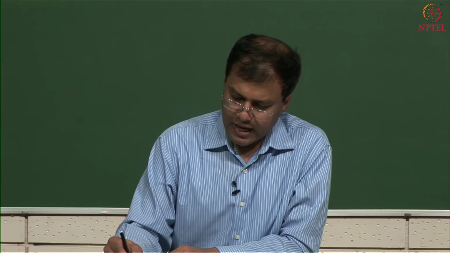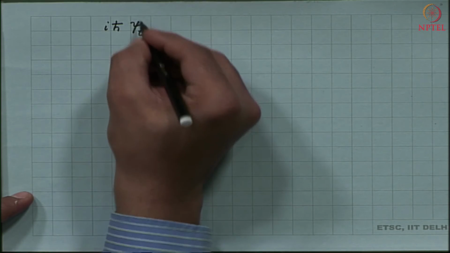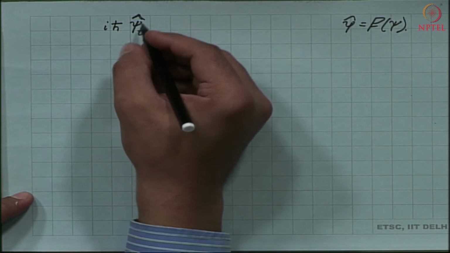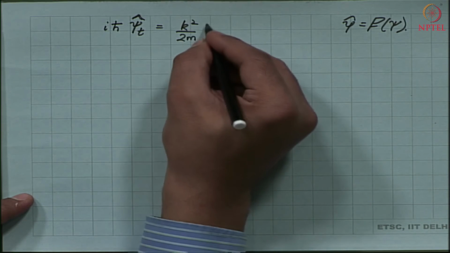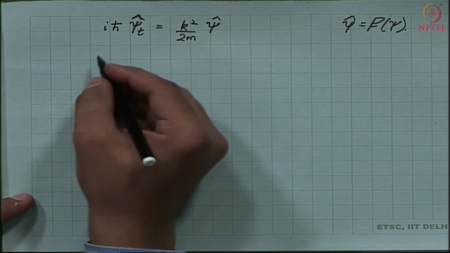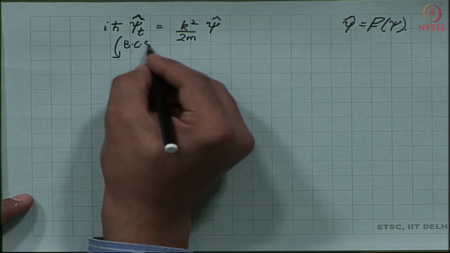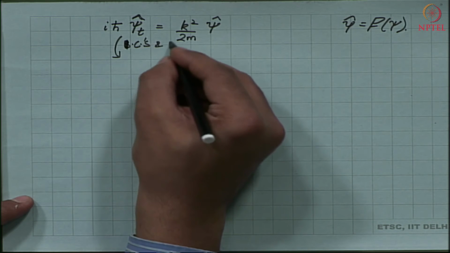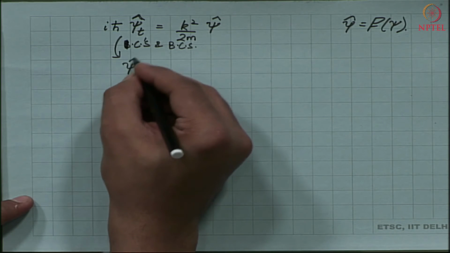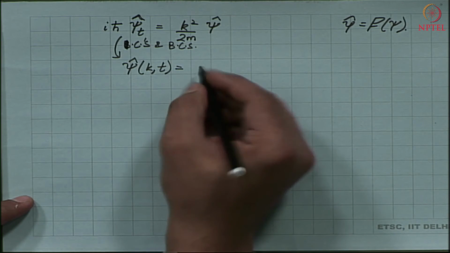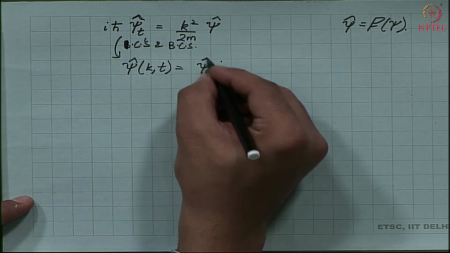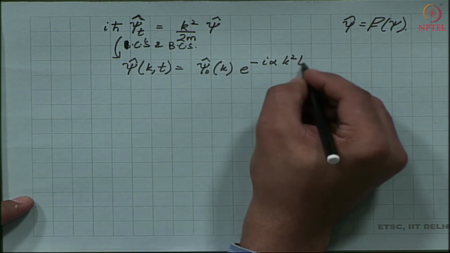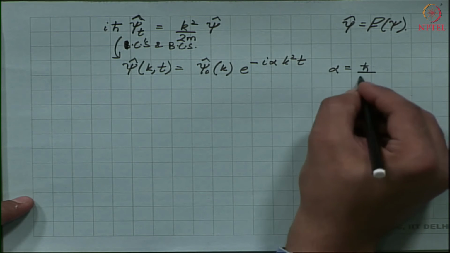So I get the following expression: h cut psi hat t is equal to k square by 2m psi hat, where psi hat is the Fourier transform of psi. Now after applying the initial condition, and the boundary conditions as well, I get the solution psi hat of the following form: psi hat 0 of k e to the power negative i alpha k square t, where my factor alpha is h cut by 2m.